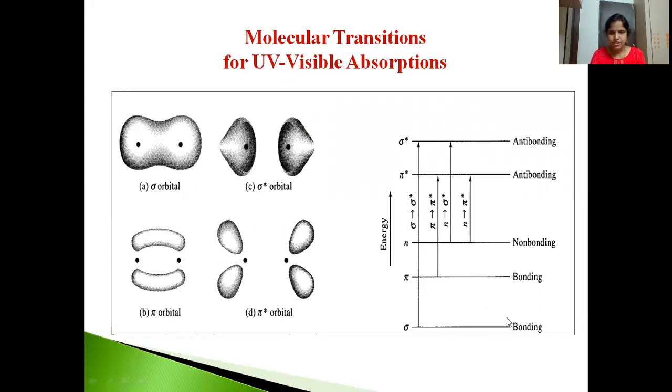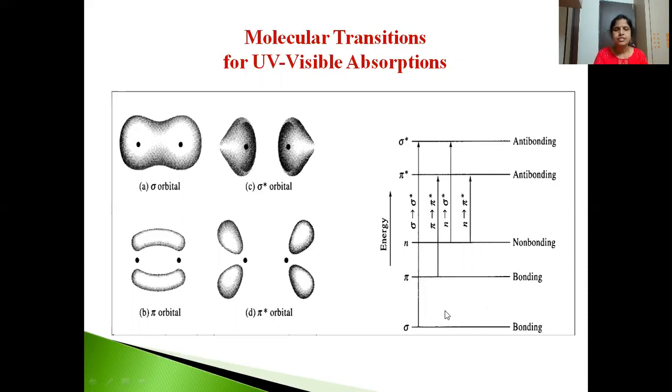These are the energy levels of sigma and pi. Then we also have non-bonding, small n. Then we have the anti-bonding pi star and sigma star. So when molecular orbitals overlap, we have bonding, non-bonding and anti-bonding orbitals. You can see these two are bonding, always at lower energy. Then comes the non-bonding energy level, and after that the anti-bonding pi star and sigma star. Sigma star is at a higher level than pi star.